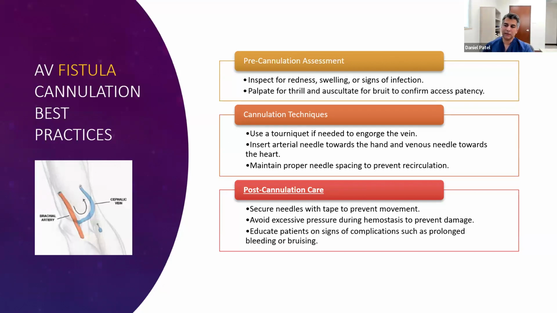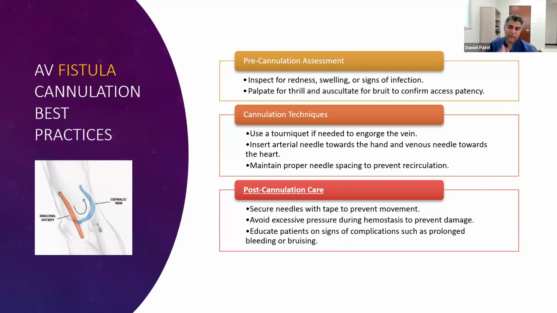Your cannulation techniques. For a fistula, you want to generally use a tourniquet and let that vein dilate. If you don't use a tourniquet, that vein can collapse. It's a lot easier to cannulate a fistula with a tourniquet on it than off of it, and that's mainly for the fistulas. You want to insert the arterial needle towards the inflow and the venous on the outside. Flipping needles can be done, but we want to minimize that as much as we can.